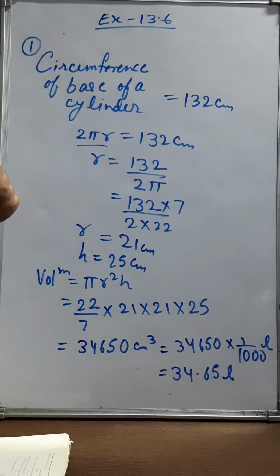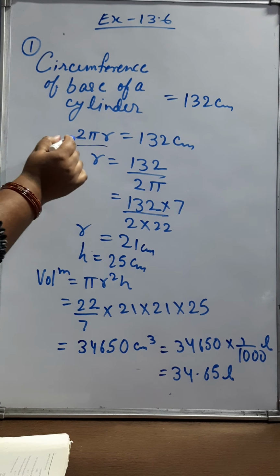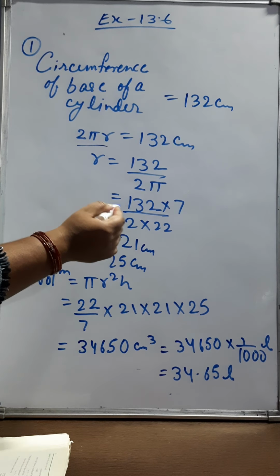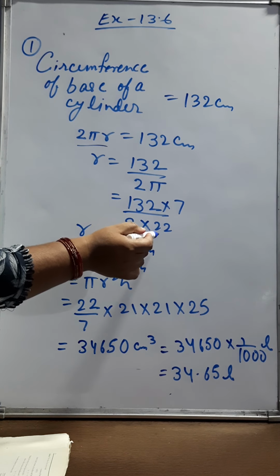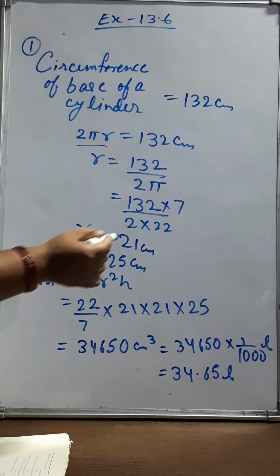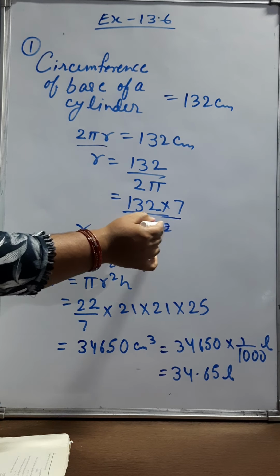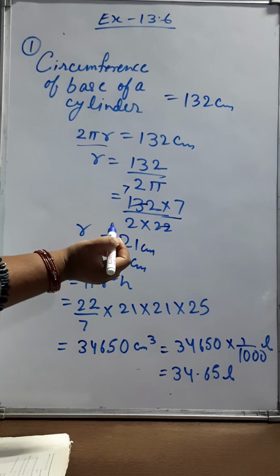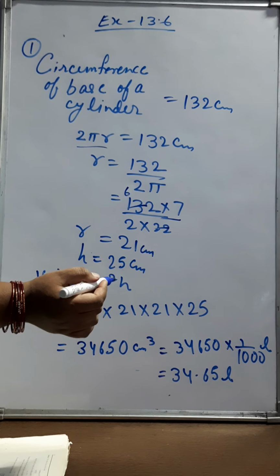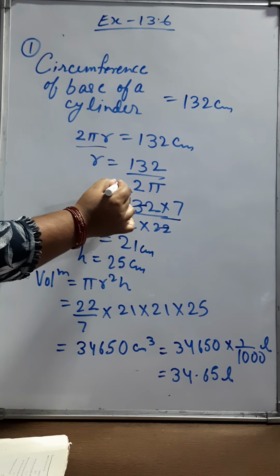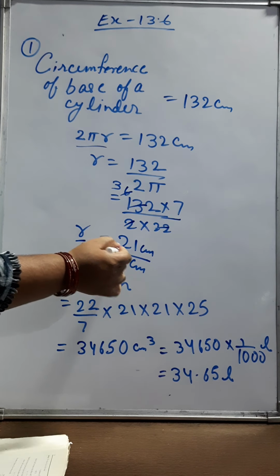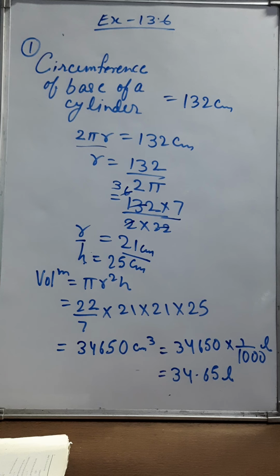On that side 132. By leaving r, this 2 pi will go down in the denominator. So we have 132 divided by 2, and in the place of pi 22 by 7, the 7 will go up. When you calculate it, you will get 3 into 7, 21 centimeter. So the radius is coming 21 centimeter and the height is given 25 centimeter.